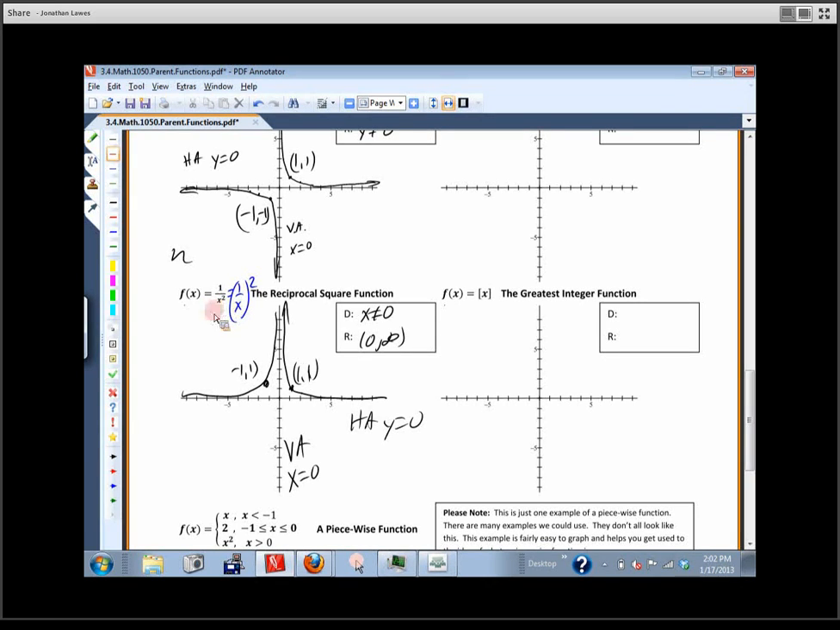I hear some yeses and nos. Guess which one's right? Oh, see, that's disappointing. What is it? These two are the same thing. They are the same thing.